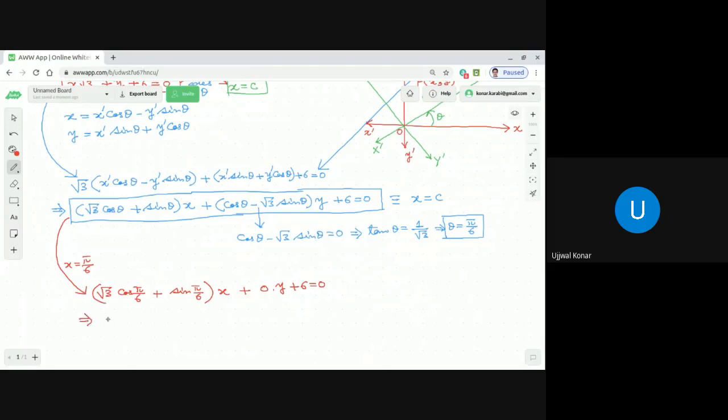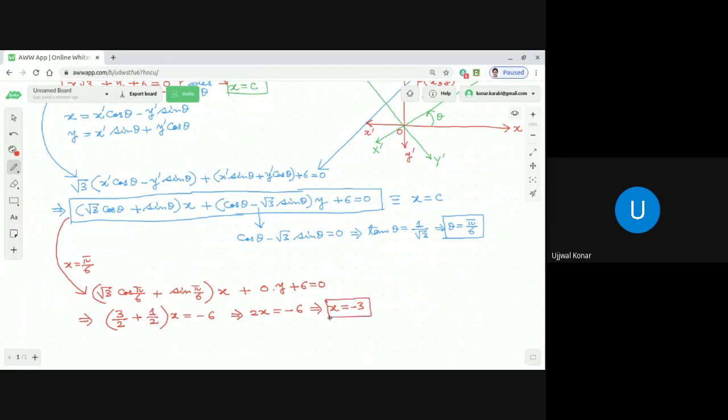So now let's find what root 3 into cos pi by 6 is. Root 3 into cos pi by 6 is root 3 into root 3 by 2, so that is equal to 3 by 2. 3 by 2 plus sin pi by 6, which is 1 by 2, so 1 by 2 into x plus 6 is equal to 0. So we write, it is equal to minus 6. 3 by 2 plus 1 by 2 is equal to what? 4 by 2, that is 2. So 2x is equal to minus 6. That implies x is equal to minus 3.